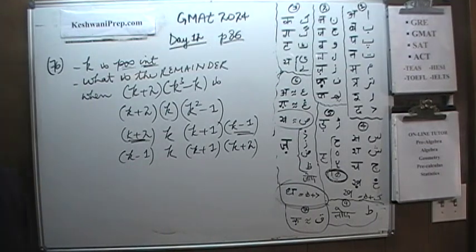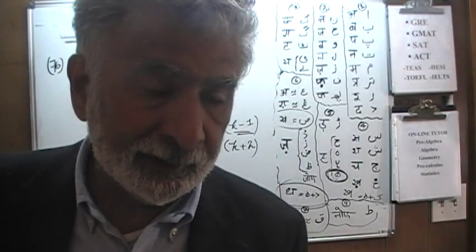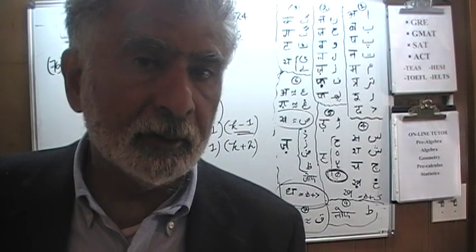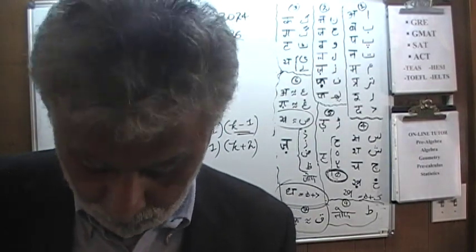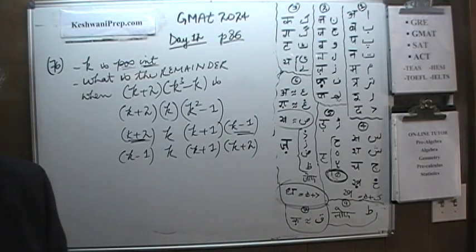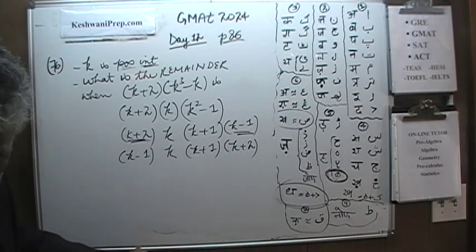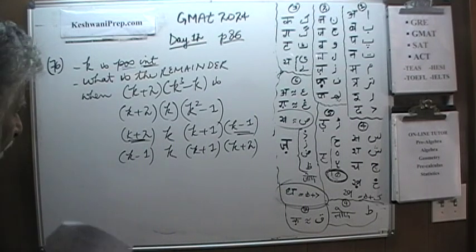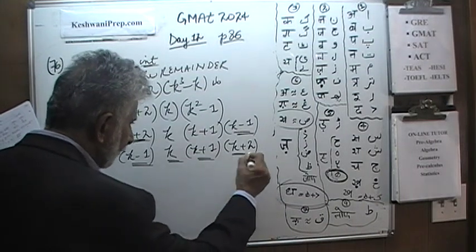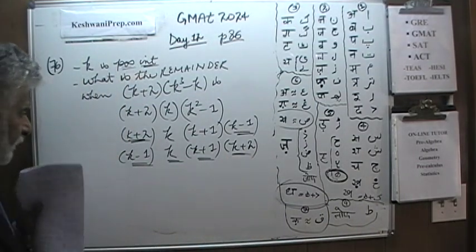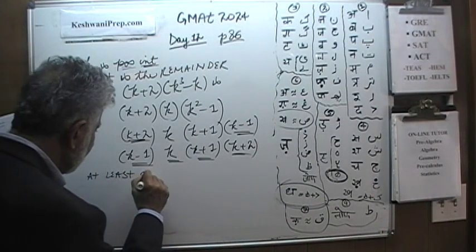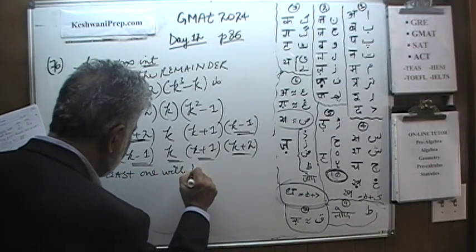What do you think we're dealing with? K minus 1, k, k plus 1, k plus 2. We're dealing with 4 consecutive numbers. If you take any 4 consecutive numbers, at least one will be even.